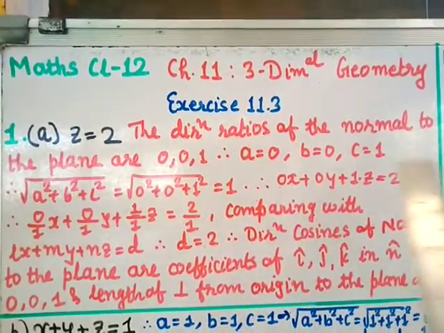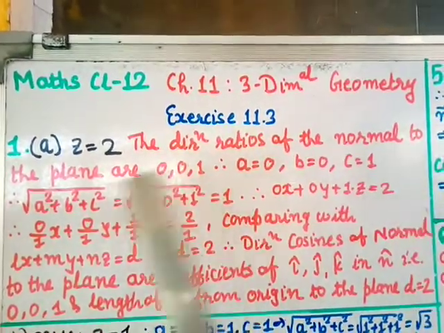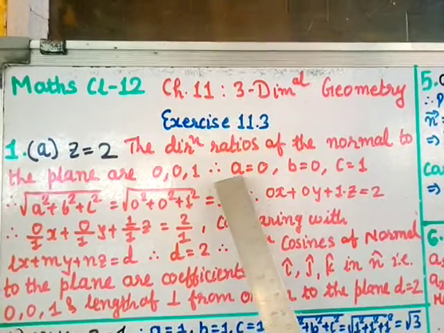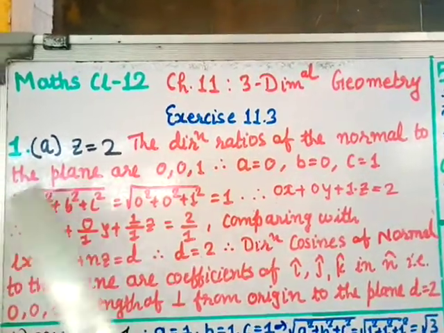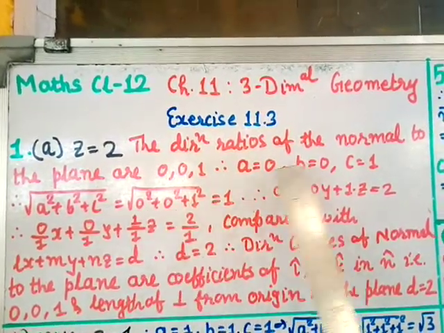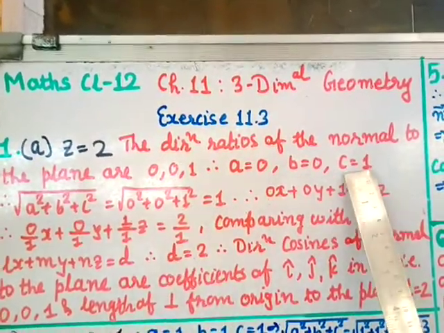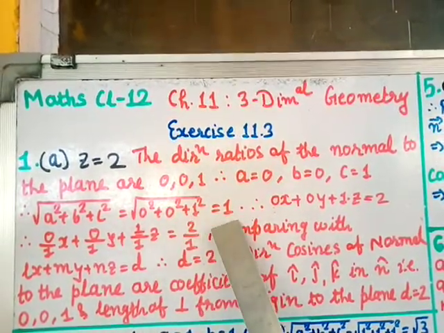And these are called your direction ratios. So we can say the direction ratios of the normal to the plane are 0, 0, 1. That is a equal to 0, b equal to 0 and c equal to 1. Now you find the square root of a square plus b square plus c square. a square is 0 square plus b square is 0 square plus c square is 1 square, equal to the square root of this value, which is 1, and square root of 1 is 1, right?